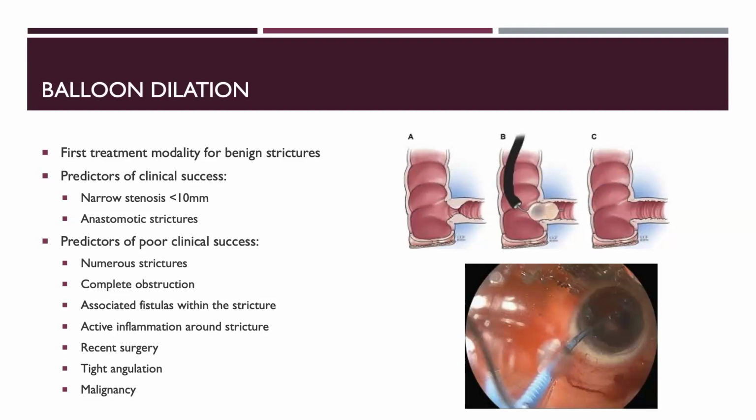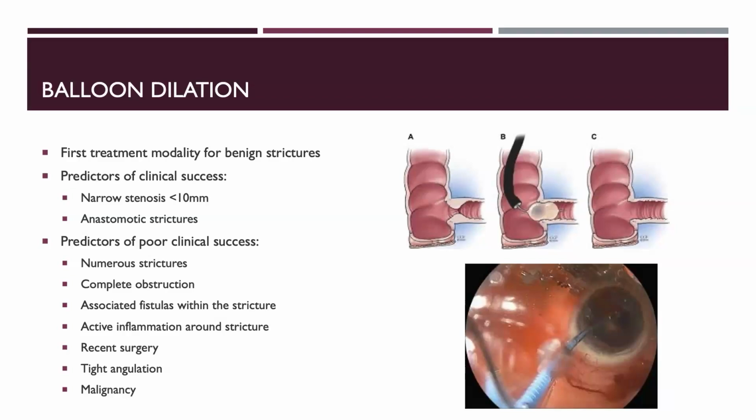There have been multiple studies. People have been doing balloon dilations for years, for decades now. So we know that there are certain predictors of good clinical success and those that are predictors of poor clinical success. Certain predictors of good clinical success include if the stenosis is narrow, so around a centimeter in length, and we'll discuss in the next slides why that is, and if it's an anastomotic stricture, because innately anastomotic strictures are typically very short and narrow in length as well. And so they're really able to undergo good radial force to break and can respond well to a balloon dilation.